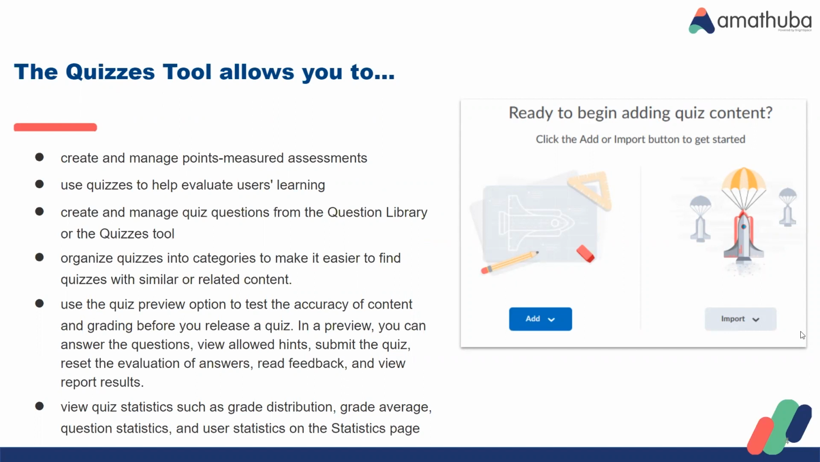So as we mentioned in the first webinar, the quizzes tool allows you to create and manage point-measured assessments. It's a way of evaluating users' learning. Today, we're going to be looking specifically at the question library and some of the additional tools where you can leverage questions that are in the library. And also how to organize them into categories is what we're going to be looking at today. So I'm not going to go through all of these points because some of these were elements that we covered in quiz 1, the part 1 of the quiz webinar.